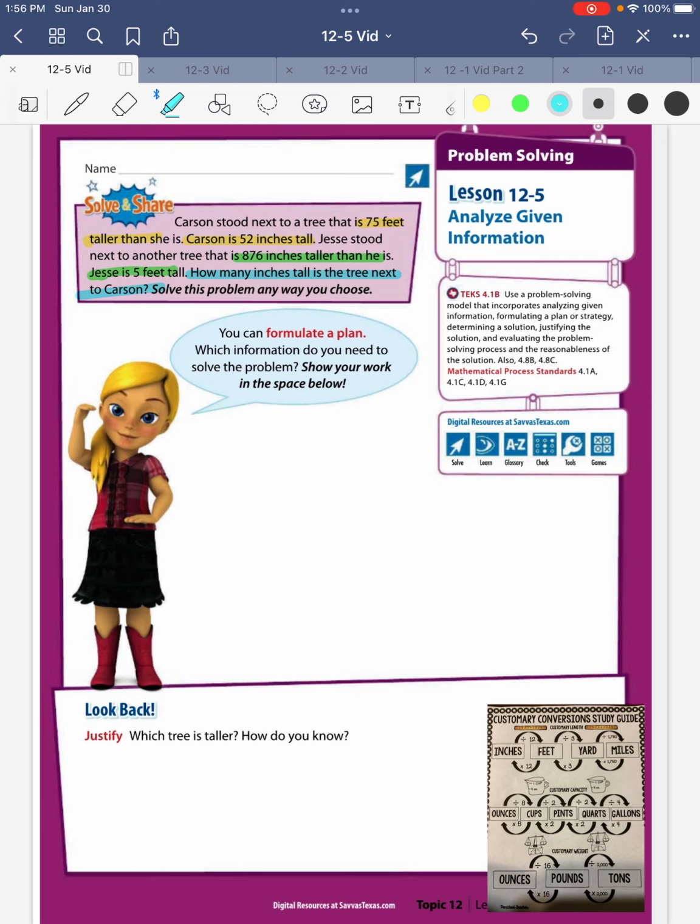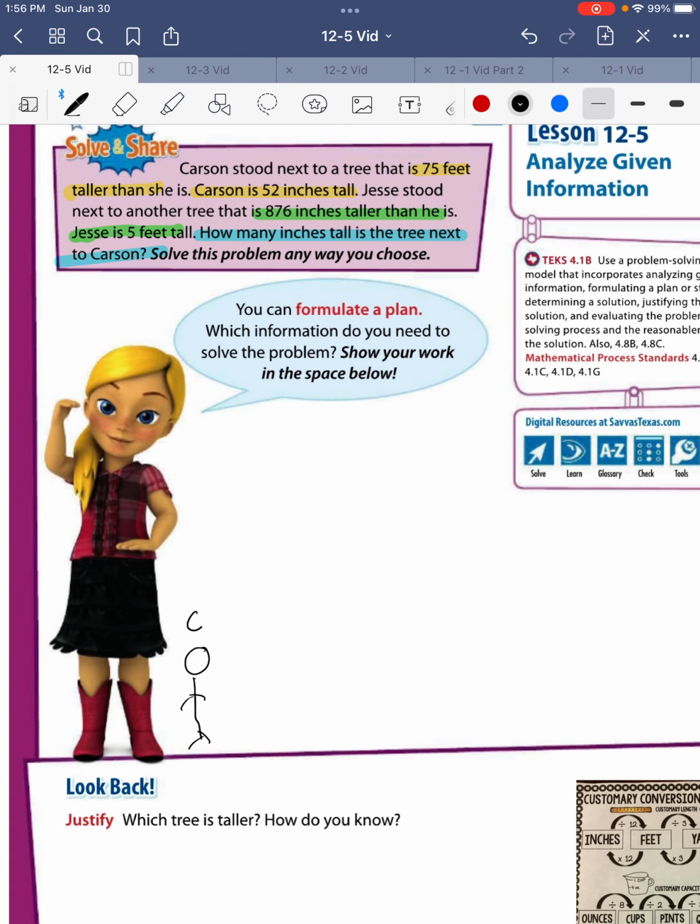Okay. So let's draw this out. I always do better if I draw the problem out. So I have my stick figure. This is Carson. I'm going to put a C on top. And it says that Carson is 52 inches tall. Then it says that she has a tree next to her. And this tree is 75 feet taller than her.